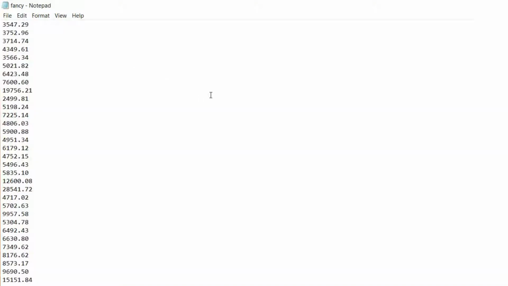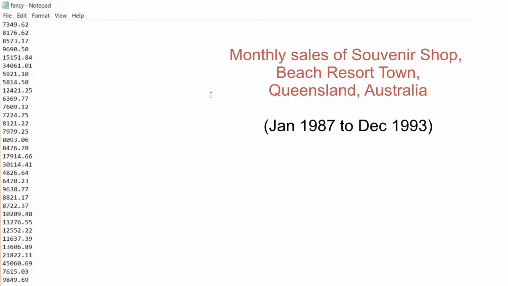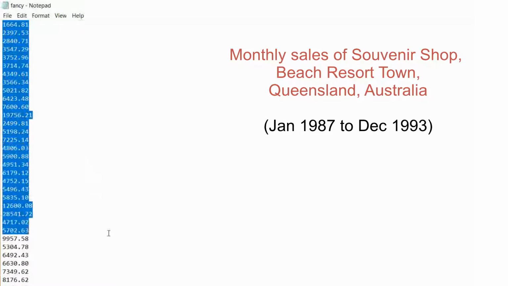Unlike the previous time series where the values are recorded only in years, there may be many time series where the values are recorded in quarters, months, weeks, and even daily. For example, this time series contains monthly sales for a souvenir shop at a beach resort town in Queensland, Australia from January 1987 to December 1993. So this data is a monthly sales data.